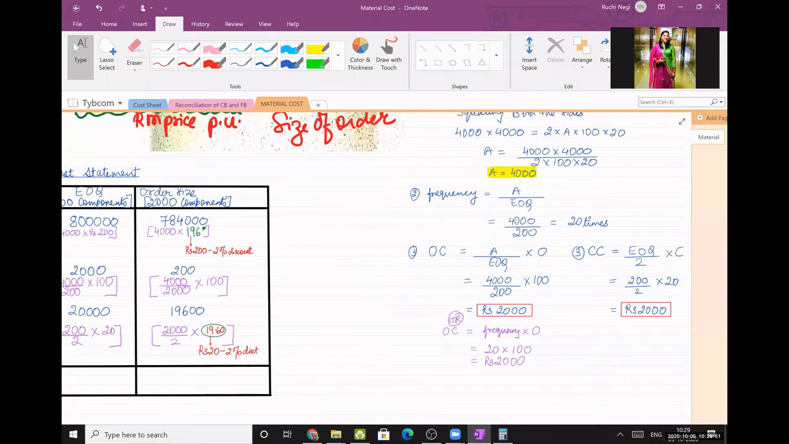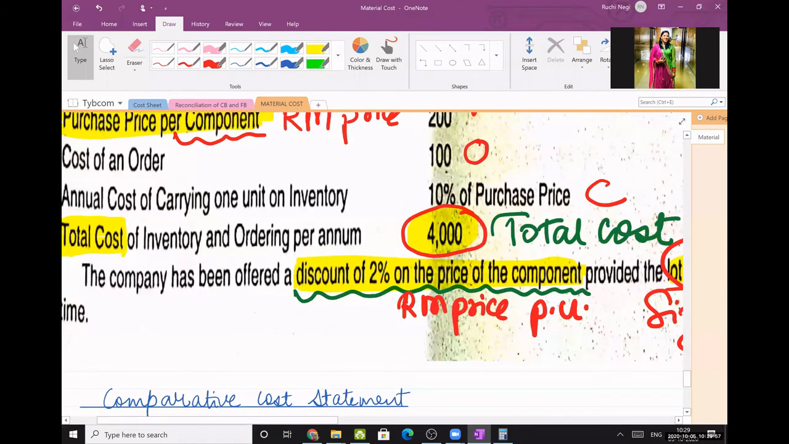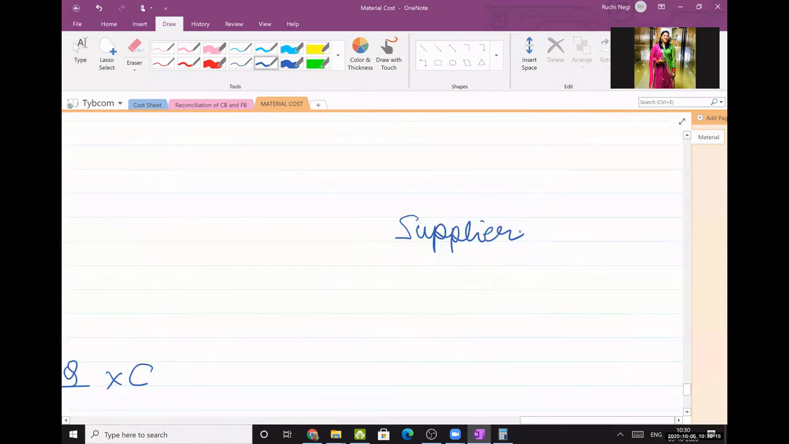Coming on to the next part, discount. The company has been offered a discount of 2% on the price of the component provided the lot size is 2000 components, the size of the order at a time. Now, what does this mean? Okay, pay attention. You have a supplier that is a creditor, from whom you bought raw material, supplier of raw material. Okay, so now he is giving you one offer.